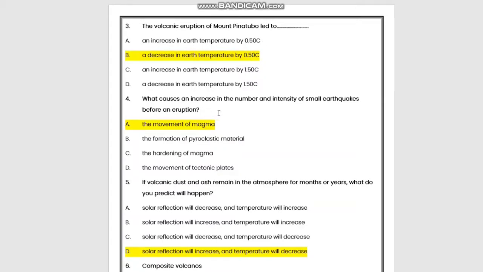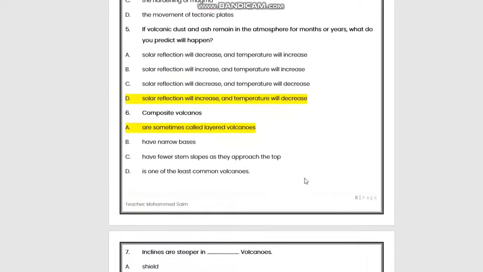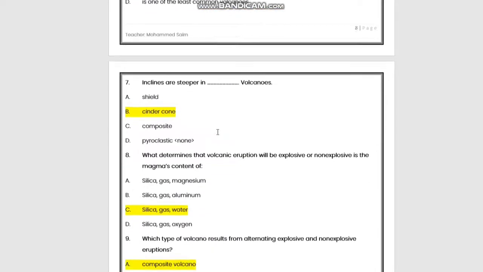What causes an increase in the number and intensity of small earthquakes before an eruption? The movement of magma. If volcanic dust and ash remain in the atmosphere for months or years, what do you predict will happen? Solar reflection will increase and temperature will decrease. They are important and you have to know them. Okay, then next question. Composite volcanoes are sometimes called layered volcanoes. Next question, please.